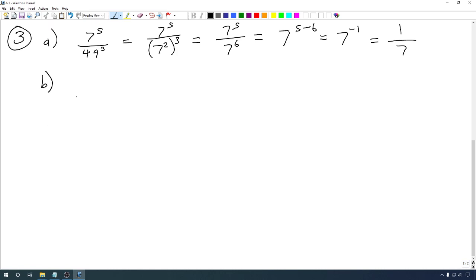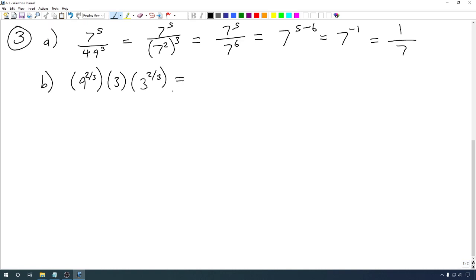Move on to part B. Again, this is not really too much related to part A. We have another expression. We have 9 to the 2/3 power times 3 times 3 to the 2/3 power. And again, we want to simplify this thing.